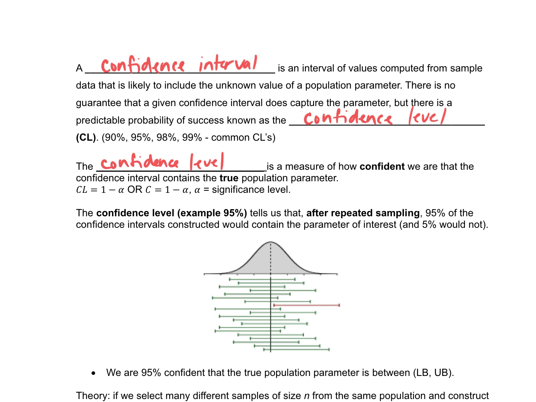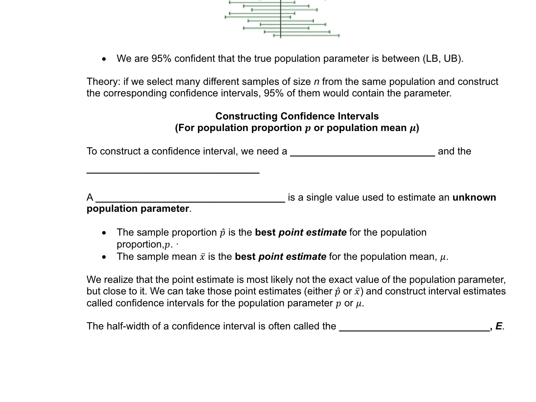So when you're looking at this, it's saying we have all these different samples, okay? And what that confidence level says is, I am confident that 95% of the samples we took will have the information that we're talking about. Does that make sense? Yes? Okay. So if we select many different samples of size n from the population and construct the corresponding confidence intervals, 95% of them would have that parameter in it.